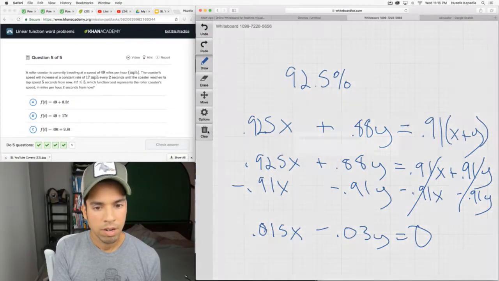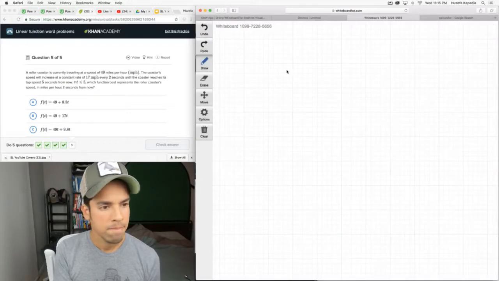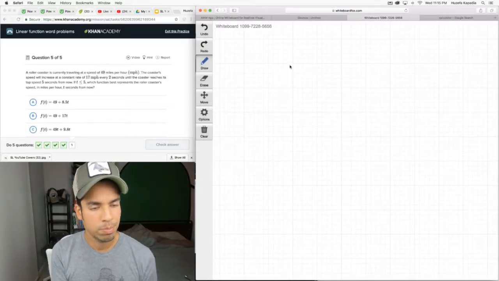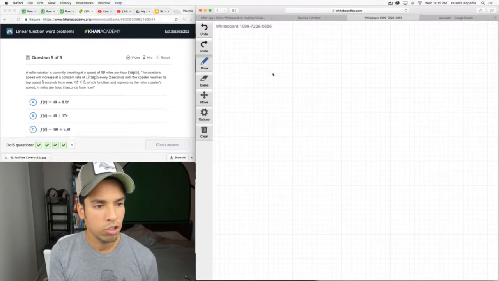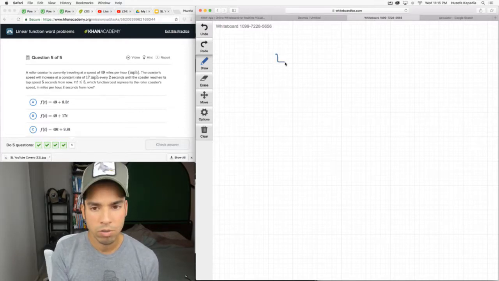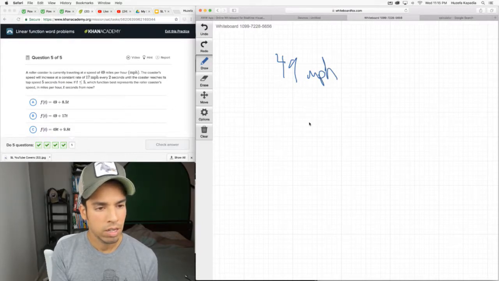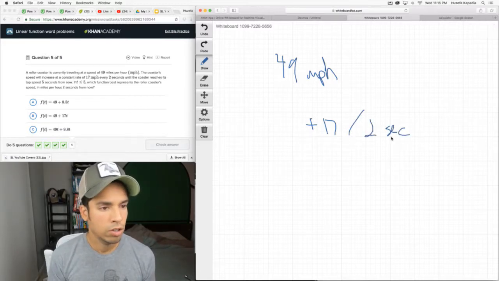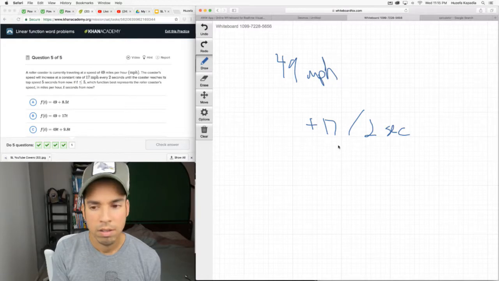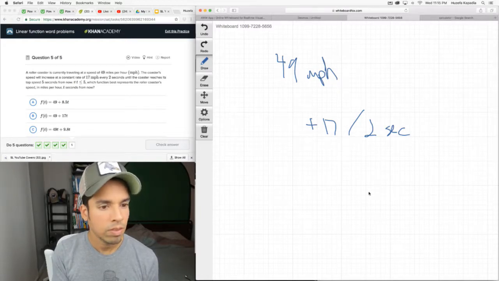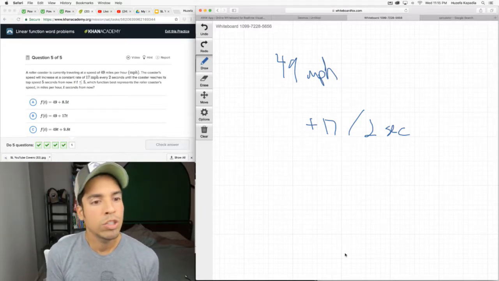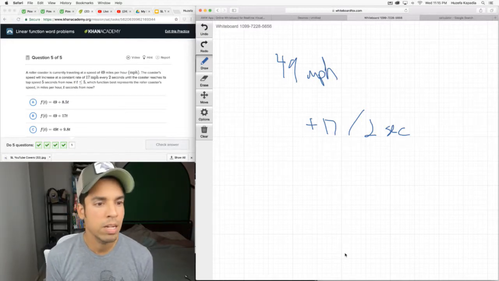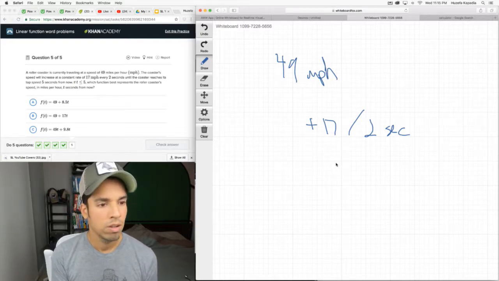All right. Finally, let's go on to question number 5. A roller coaster is currently traveling at a speed of 49 miles per hour. The coaster speed will increase at a constant rate, so it's going at 49 mph. It increases at a constant rate of 17, so plus 17 every 2 seconds, until the coaster reaches its top speed in 5 seconds. If t is less than or equal to 5, which function best represents the roller coaster speed in miles per hour t seconds from now?